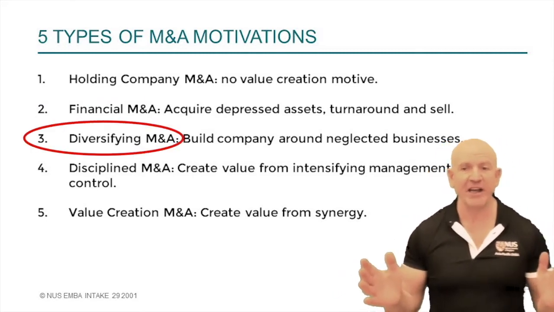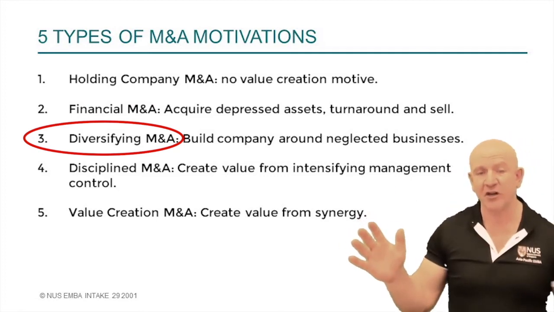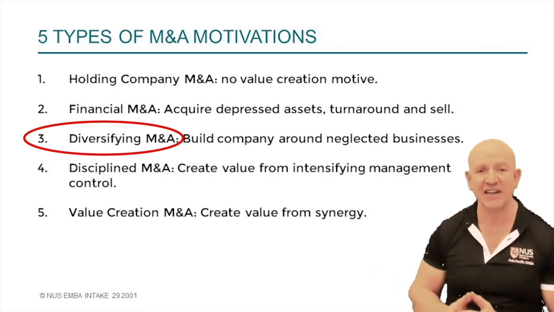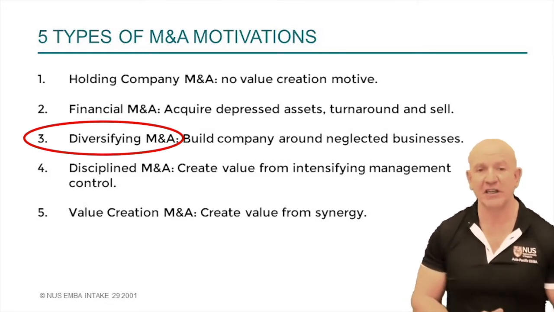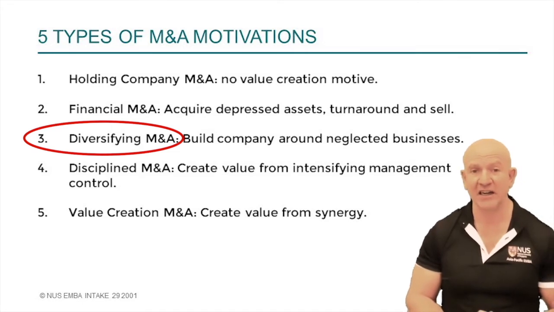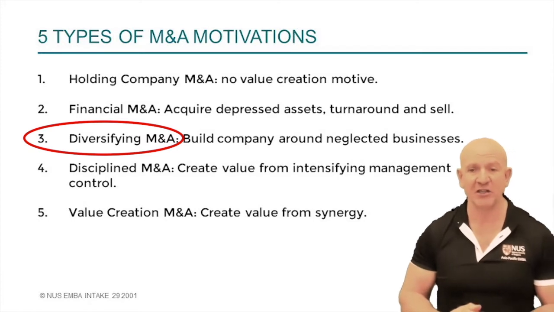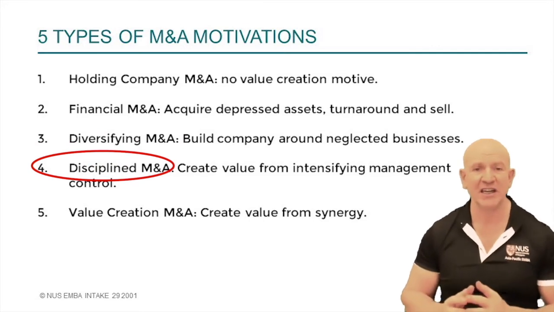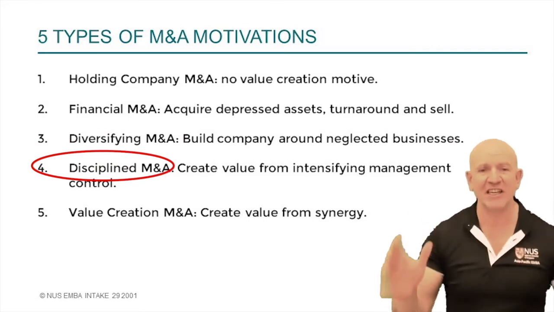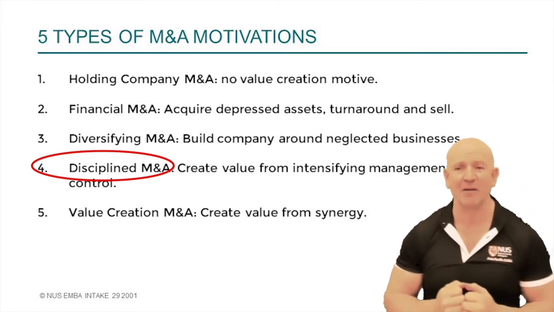A diversifying M&A can be building a company around neglected businesses, where maybe within another corporate structure, there's a set of businesses that aren't receiving attention, and therefore a company comes in to buy those assets, gives them the attention they require, and consequently unlocks the value that is in those assets, but only existing as potential when they are a neglected business. The fourth type is a disciplined M&A, which is similar to the previous one, but in this one, the company actually comes in, exerts stronger management control, and focuses more on squeezing something out of that company.